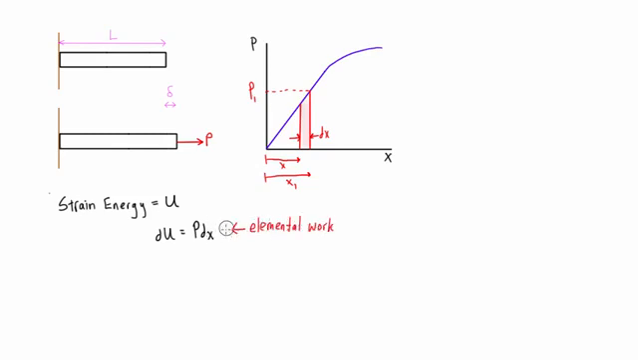And if we want to find the total work done to get to this deformation of x1, then we just find the area that's just from x equals 0 to x equals x1. And basically just integrate the area, or find the area under this part of the curve, so we'll be left with just the integration from 0 to x1 of P dx.